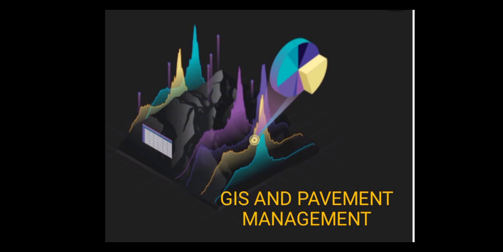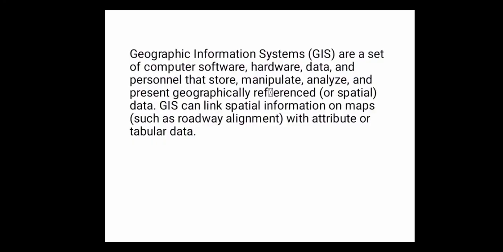Now let's move on to the last topic of chapter 21, which is the GIS and pavement management. Geographic Information Systems, or the GIS, are a set of computer software, hardware, data, and personnel that store, manipulate, analyze, and present geographically referenced or spatial data.